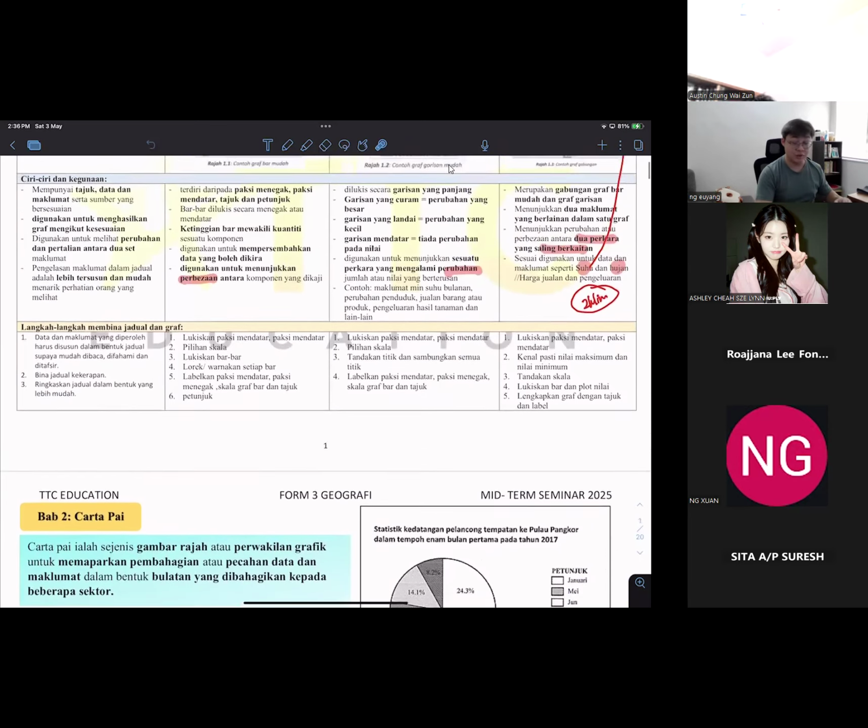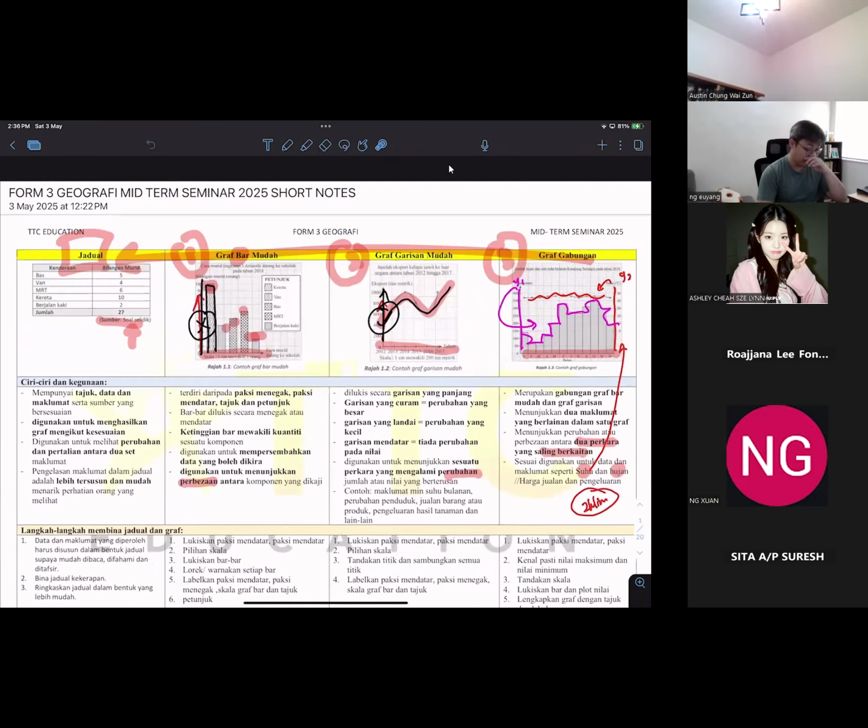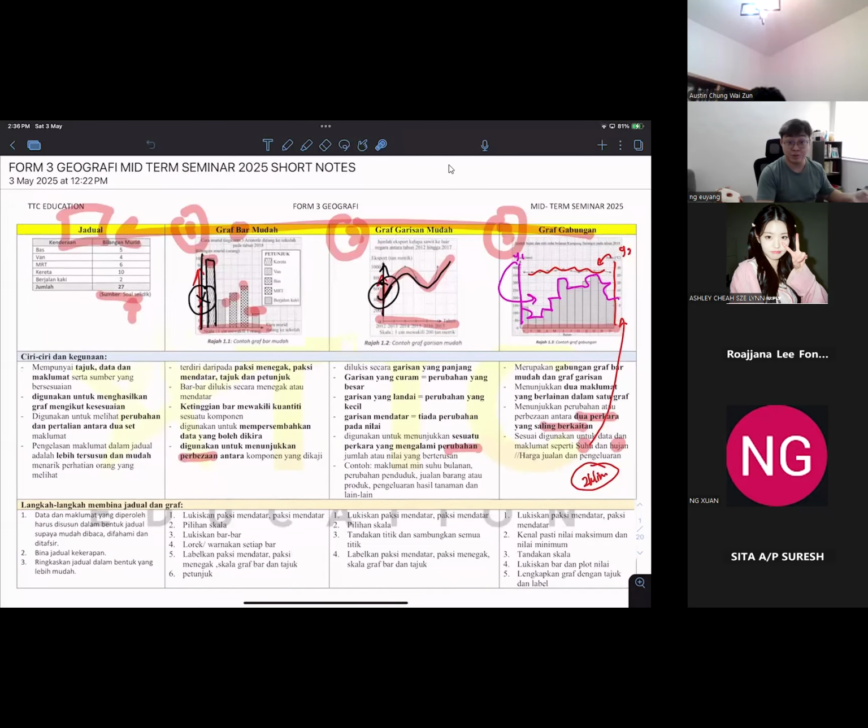And then for those USA students, I'm sorry, because most of the USA Form 3 students for the past 3 years don't want to share their exam papers with me, so I have no idea.